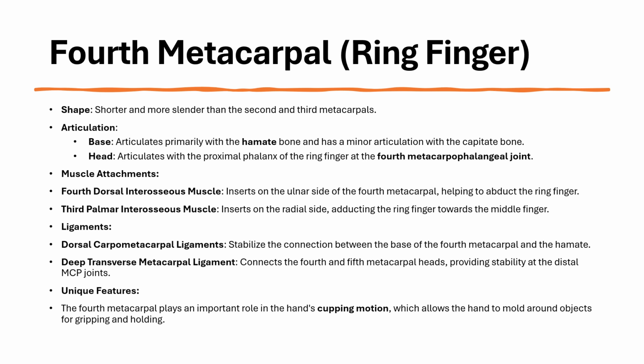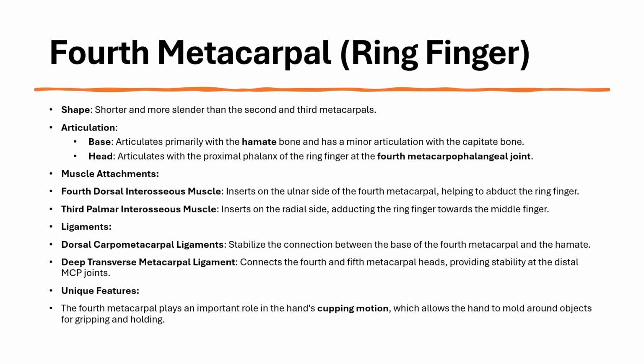The third palmar interosseous muscle inserts on the radial side, adducting the ring finger toward the middle finger. There are ligament attachments on it: the dorsal carpometacarpal ligament and the deep transverse metacarpal ligament. The dorsal carpometacarpal ligament stabilizes the connection between the base of the fourth metacarpal and the hamate bone.